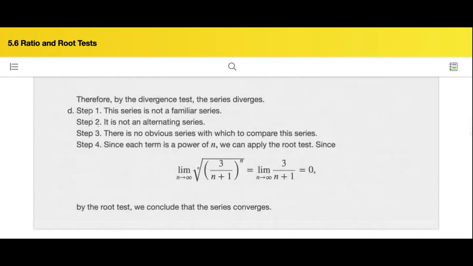Indeed. So they're saying, try step 1, the series is not a familiar series. Step 2, it is not an alternating series. Step 3, there's no other series which we want to compare to. Step 4, each term is a power of n, so we can apply the root test. So we take the nth root. We take the limit of 3 over n plus 1, right? That's just 1 over n. So the limit of this goes to 0. So by the root test, the limit goes to 0, which is less than 1, this series converges.